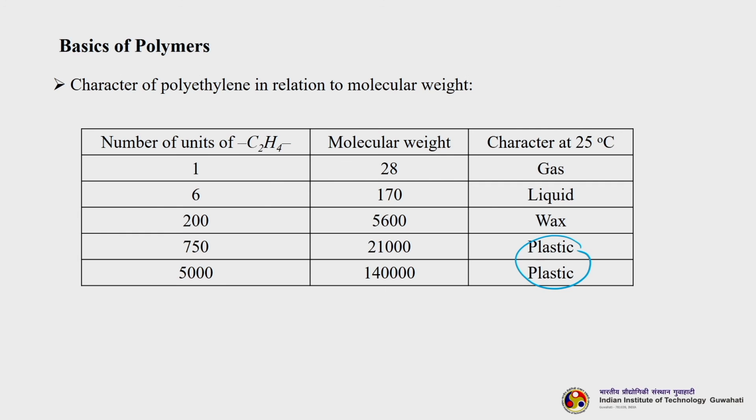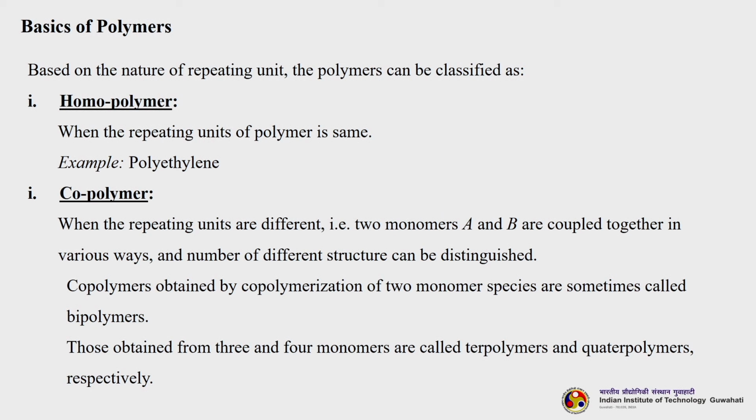As you can understand from this particular table, when we increase the number of units for a particular polymer, the molecular weight increases as well as the properties change. From gas to liquid, liquid to wax and then wax to plastic. Based on the nature of the repeating unit, polymers can be classified as homopolymer and copolymer.